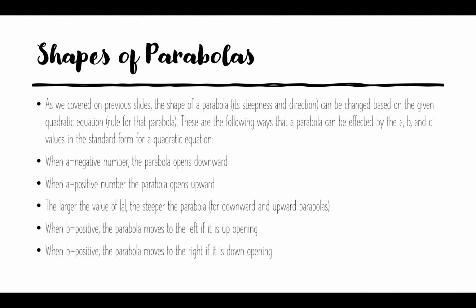When a is a negative number, meaning in the ax squared plus bx plus c, when a is negative, the quadratic equation, or the graph of this parabola, will open downward. When a is negative, we will have a downward parabola. When a is positive, we will have an up opening parabola, or the parabola will open up.